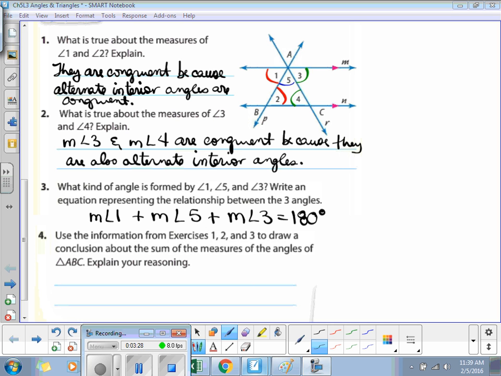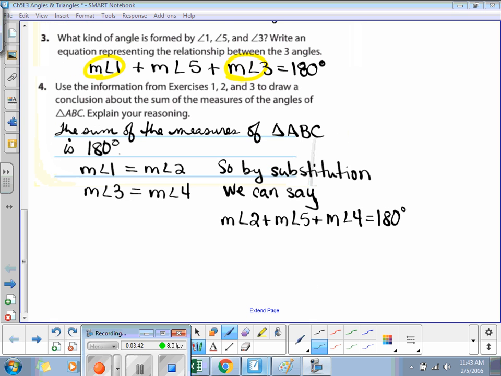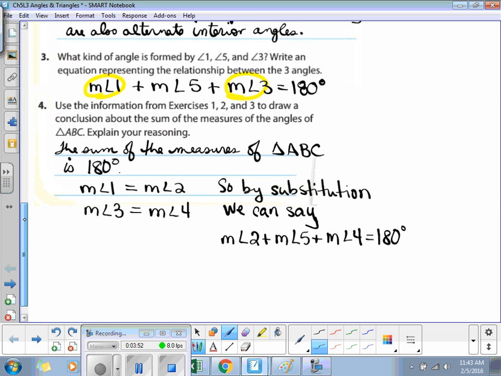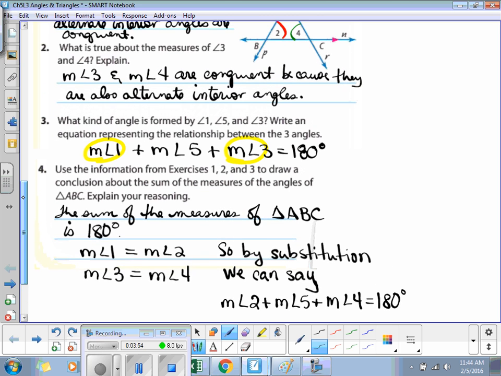Finally, we want to use the information from problems 1, 2, and 3 to draw a conclusion about the sum of the measures of the angles of triangle ABC, and we want to explain our reasoning. So, the sum of the measures of the angles of triangle ABC is 180 degrees. Okay? Now, the reasoning is because, let's see.